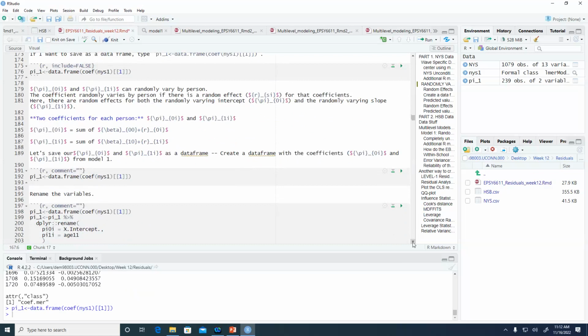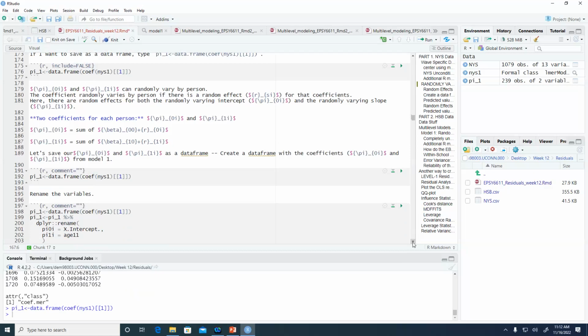But if you look on page, where am I? Page, oh, I didn't put page numbers on this either, sorry. Where it says randomly varying coefficients at the bottom, where it says 2 coefficients for each person. So we've got 2 coefficients for each person, the pi naught I and the pi 1I, which we just looked at. Those are the randomly varying coefficients that we saw.